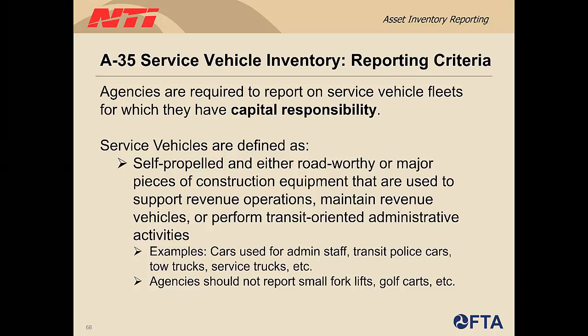However, it should not include things such as small forklifts and golf carts. As mentioned, this is where we collect service vehicles that are used to indirectly deliver transit service and support operations. Please note that revenue vehicles that perform actual transit service and carry passengers would be reported on the A30 form, the form we just reviewed, rather than the A35 form. If your agency doesn't have any service vehicles that you have capital responsibility for, you just need to save this form blank in your report package.